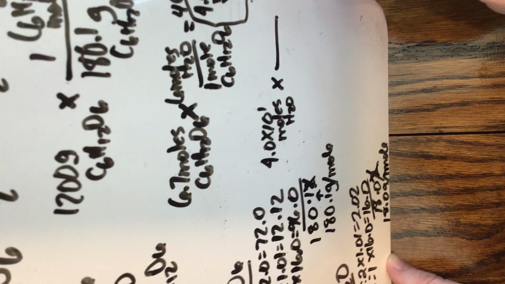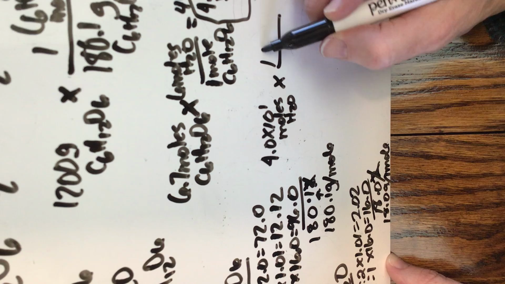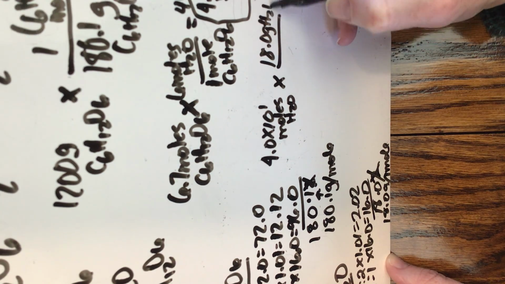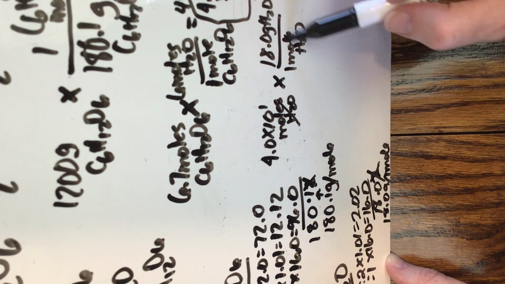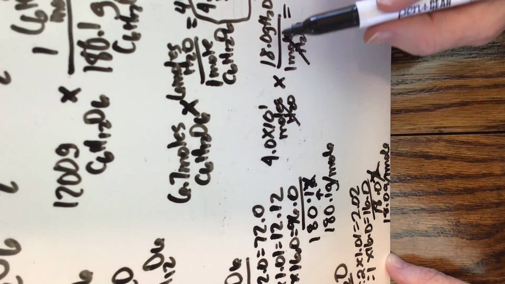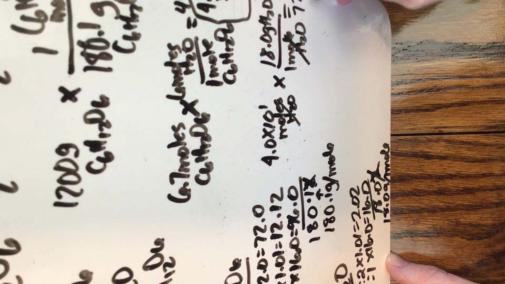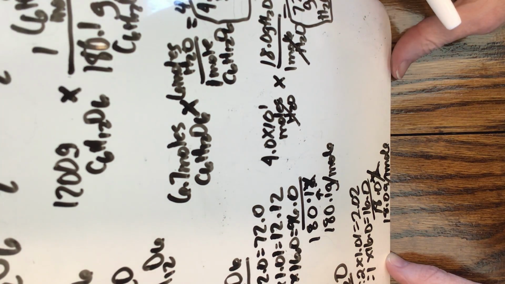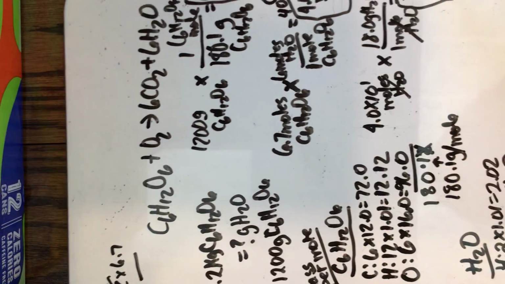So that's going to help me over here, that there are 18.0 grams of water in 1 mole of water. The moles cancel. And 40 times 18 leaves you with 720 grams of water. And that's the end of the first part of example 6-7.